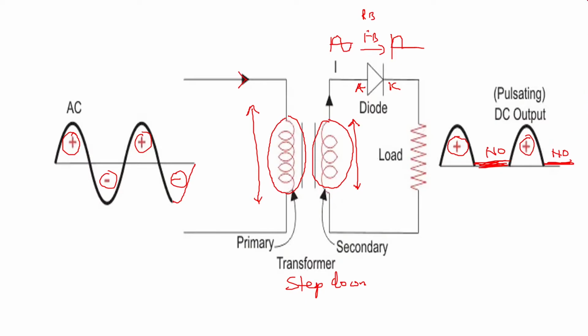And in this output, you can see the output current is only positive. It is only in one direction. There is no negative cycle in the output. So we call it unidirectional output, and that will be called your pulsating DC output. Pulsating because this DC is coming along with some AC components, so it is called pulsating DC.